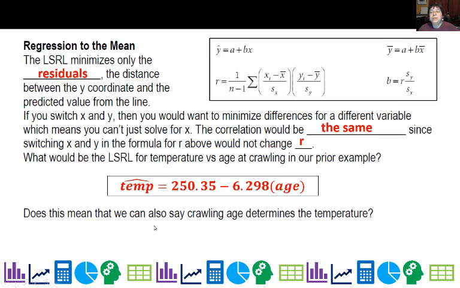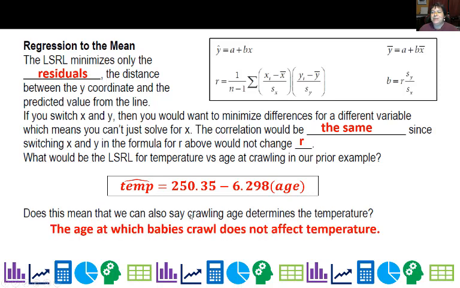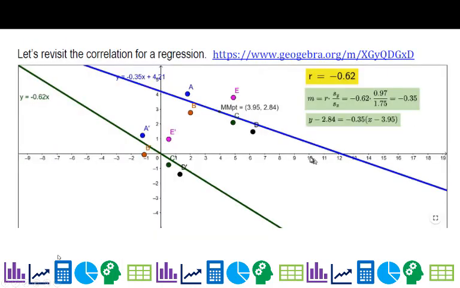Does this mean that we can say crawling age determines temperature? No, just because you have babies that start crawling earlier doesn't mean it's going to get hotter. The age at which babies crawl does not affect temperature. There is an association between the two, but the causation is not crawling age determines temperature. Otherwise, if you want to keep it cooler, just don't let that baby crawl. That would be kind of weird.